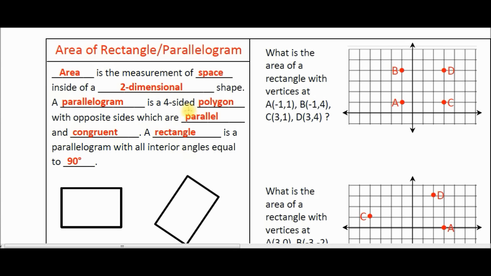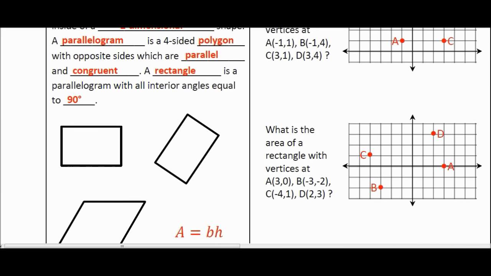So let's look at this real quick as a reminder. A rectangle is a parallelogram. It's just a special type of parallelogram because all the interior angles are equal to 90 degrees. A rectangle has the same properties other than that, same properties as all parallelograms. Opposite sides are congruent and parallel. So let's take a look at a couple shapes just to remind us of these properties.